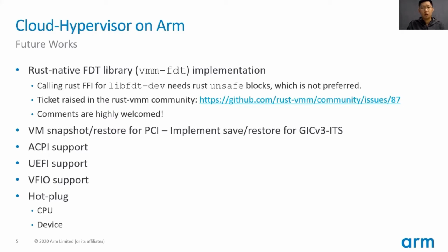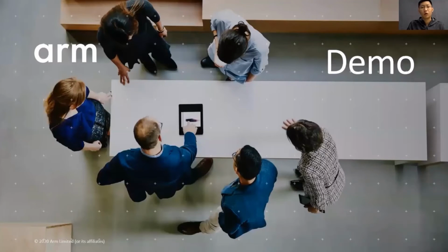The feature parity on AArch64 contains the improvement of the VM snapshot restore support, namely the save restore for the GICv3 ITS, as well as some other features such as ACPI, UEFI, VFIO, and CPU device hot plug support. Now I'm going to do some demos about the basic use of Cloud Hypervisor and VM snapshot restore using Cloud Hypervisor.